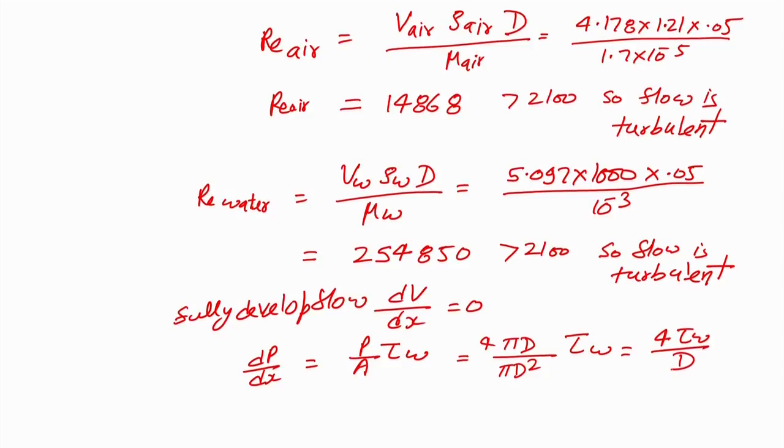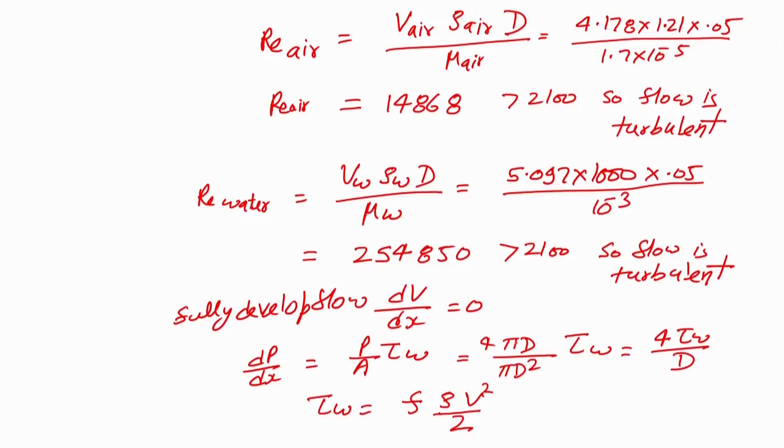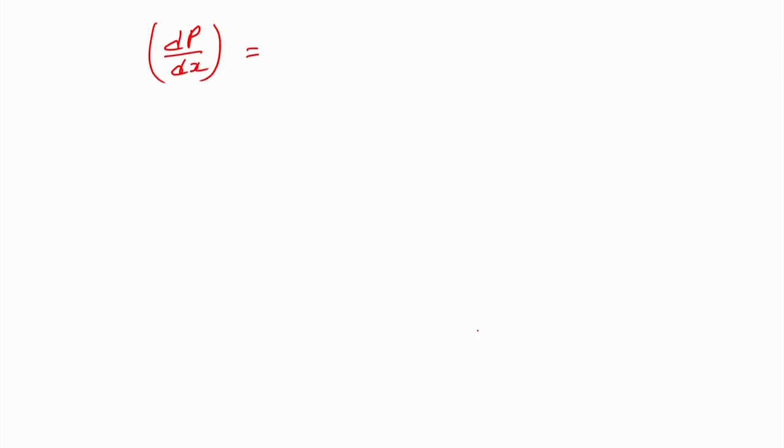Okay. Now, tau w we have written as what? It is friction factor into rho v square upon 2. So, if you replace it, the dP by dx for the single phase flow will be equal to 2 f into rho v square upon d. So, you will get this as the single phase flow pressure drop.